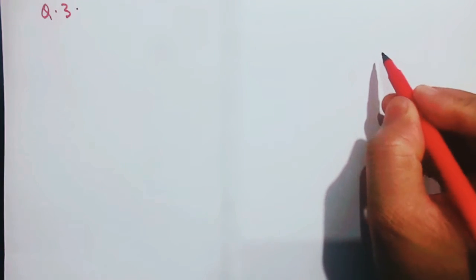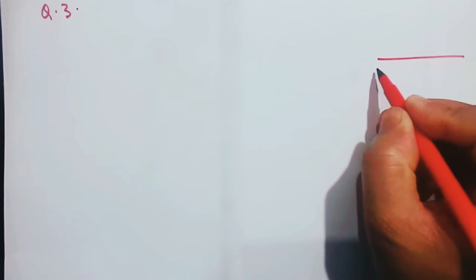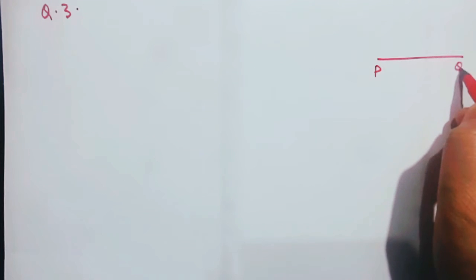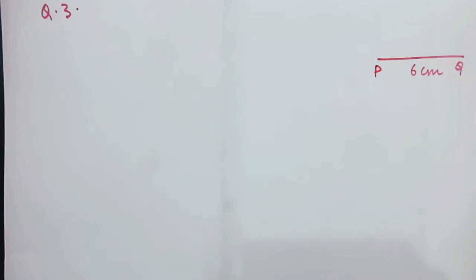So draw a line segment PQ equal to 6 centimeter. This is my line segment PQ, which is equal to 6 centimeter. Mark a point A in PQ so that AP is equal to 2 centimeter. This is my A, and the length of this portion should be 2 centimeter.